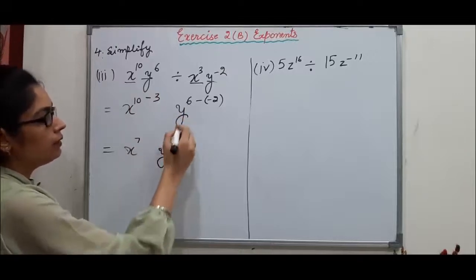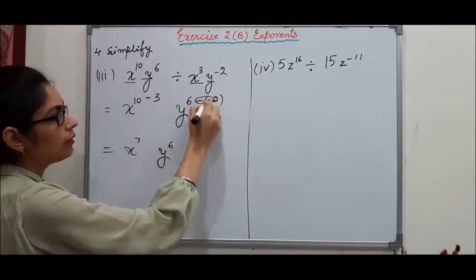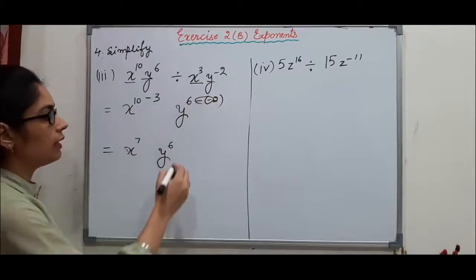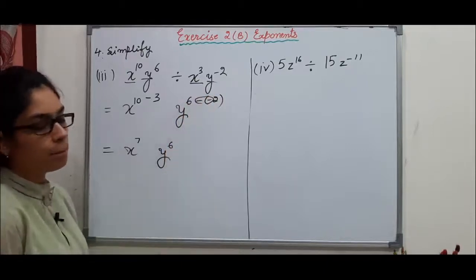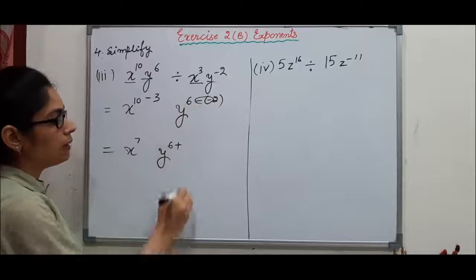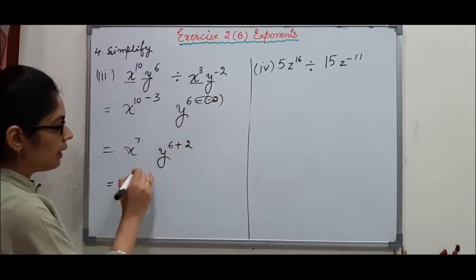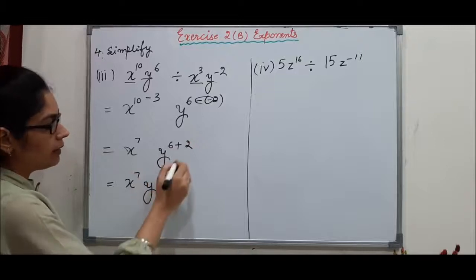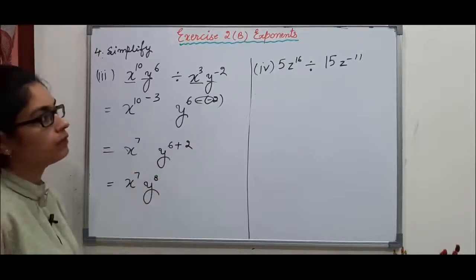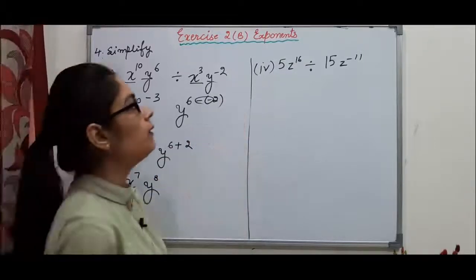Y to the power, these two signs first will make a single sign, minus minus plus. So we can write it as plus 6 plus 2. So x to the power 7 and y to the power 8. This is the answer. Let's see next part.